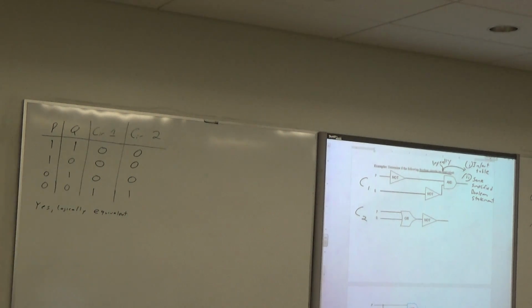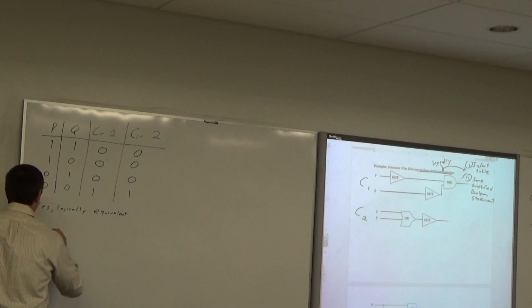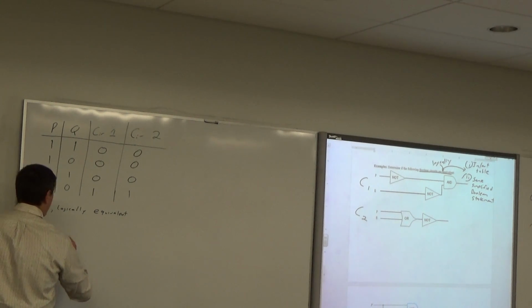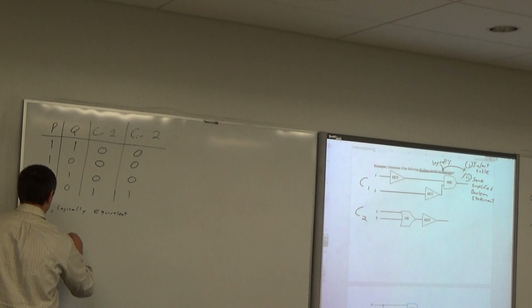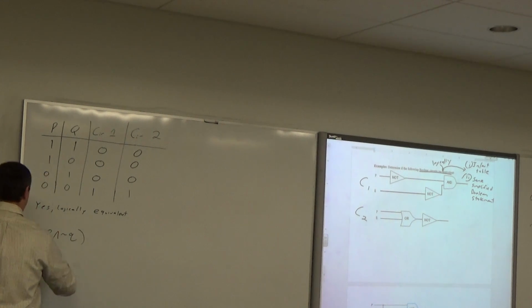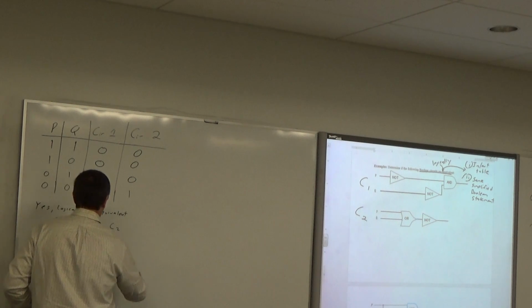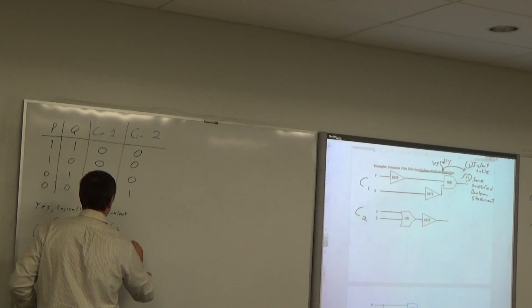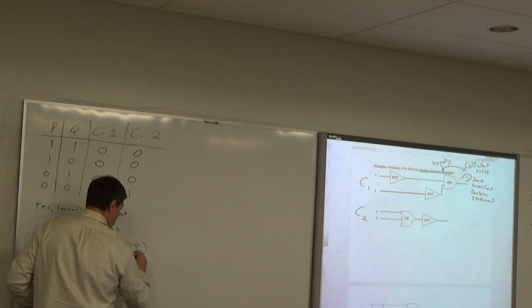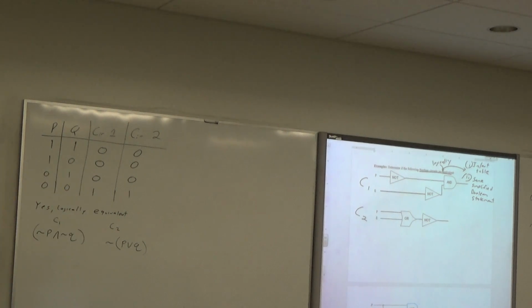Okay. So if you were to set up Boolean statements for the two, you would have not P and not Q, right? For circuit 1. For circuit 2, we would have not (P or Q), correct? Yeah, not (P or Q). Not P, because the not comes after, and then the or comes before.